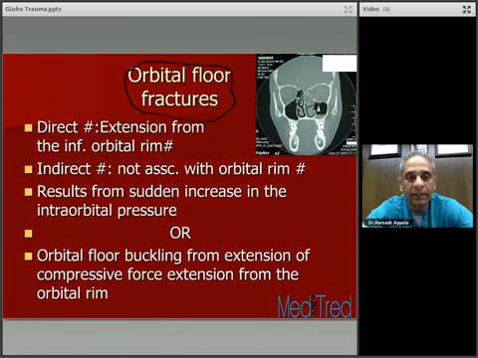A direct fracture is an extension from the inferior orbital rim. Indirect is not associated with the fracture of the orbital rim. It results from a sudden increase in intraorbital pressure or orbital floor buckling from extension of compressive force from the orbital rim.